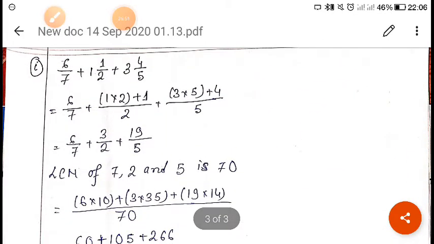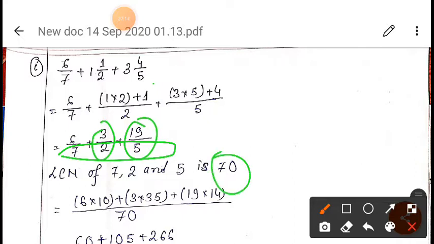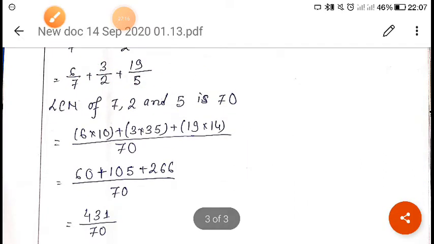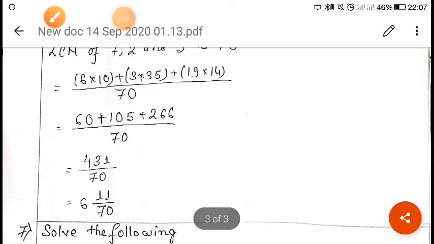Now next is the next question. It is also the same, we have to do 6 by 7. It is given simply, but here 1 by 2 is given. So what we can write, 2 ones are 2 plus 1 is 3 by 2, right? As you can see here, 3 by 2. Again 5 threes are 15, 15 plus 4 is 19, so 19 by 5, as you can see. After that we will find the LCM of 7, 2 and 5. We will get 70, and then we will do it like this. Okay, same, 6 into 10, 3 into 35 and 19 into 14. We will get 70 here. So I hope you understood this, right?